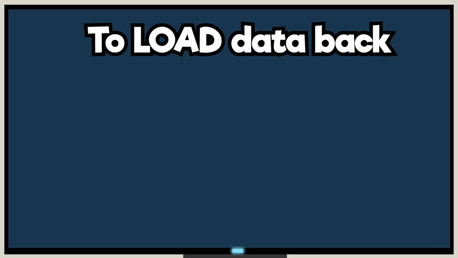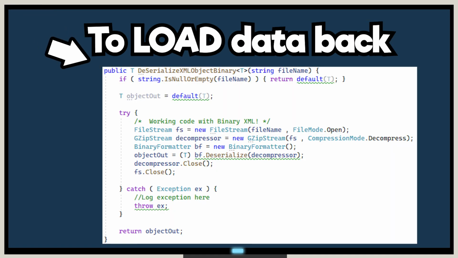And for loading the data, you only need these lines of code, where T again is the same object you decided to save. In this case, the data is compressed, so gzip stream is there, and this will put all your data back to where it was, same as last time.